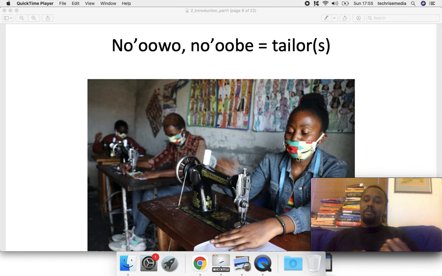And my uncle, I would say he's a Nuwabe. He's a Nuwawa, right? And I got some of my family members who are Nuwabe, right? Maybe I'm saying that wrong, but they pretty much are tailors. So Nuwa or Nuwabe, right? Maybe too much information.